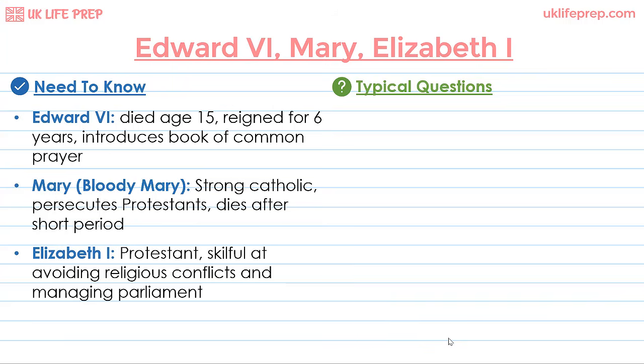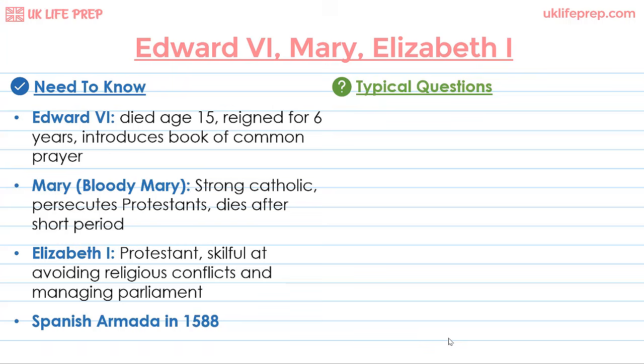She was a Protestant and was successful in avoiding any serious religious conflict by finding a balance between the views of Catholics and the more extreme Protestants. She was successful in managing Parliament by balancing her wishes against those of the Houses of Parliament, and she was a very popular monarch, especially during her defeat of the Spanish Armada, which was a large fleet of ships sent by Spain to conquer England and restore Catholicism.